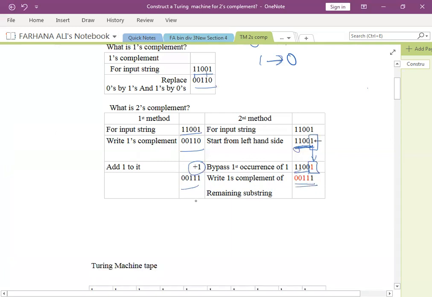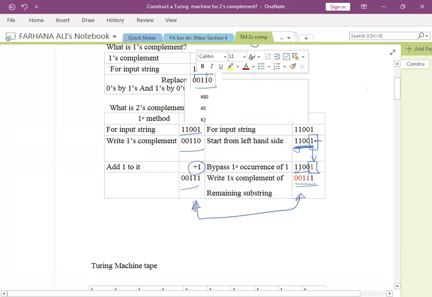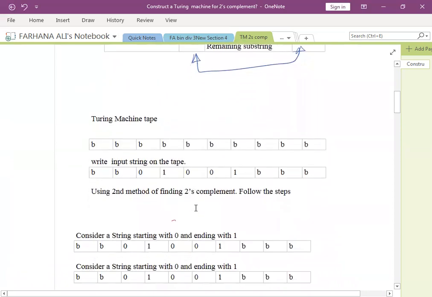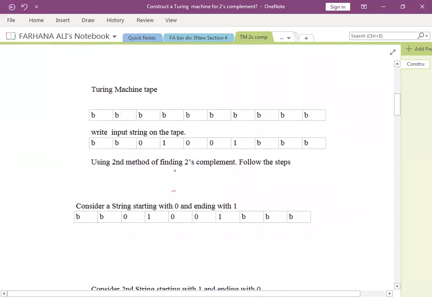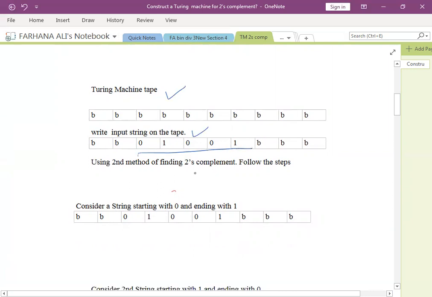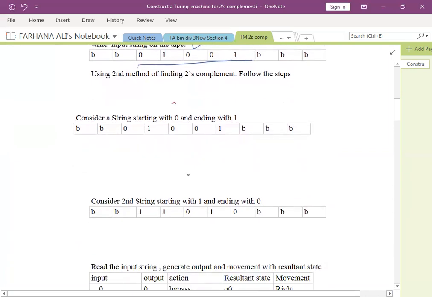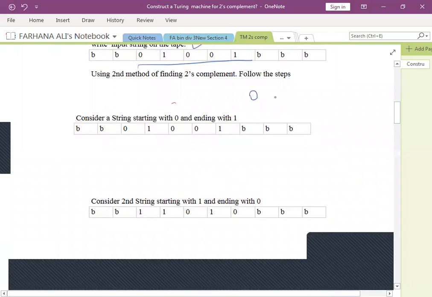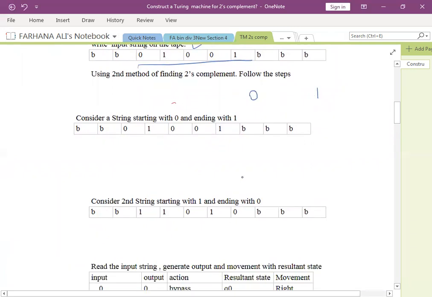If you compare both the methods, your answer will be the same. So for designing the Turing machine to find out the 2's complement, first of all we will consider the tape which is used for the Turing machine, that consists of the blank symbol. Now we will write our input symbol on that tape. Here we have considered two input strings, one which starts with 0 and ends with 1, and the second one which starts with 1 and ends with 0.